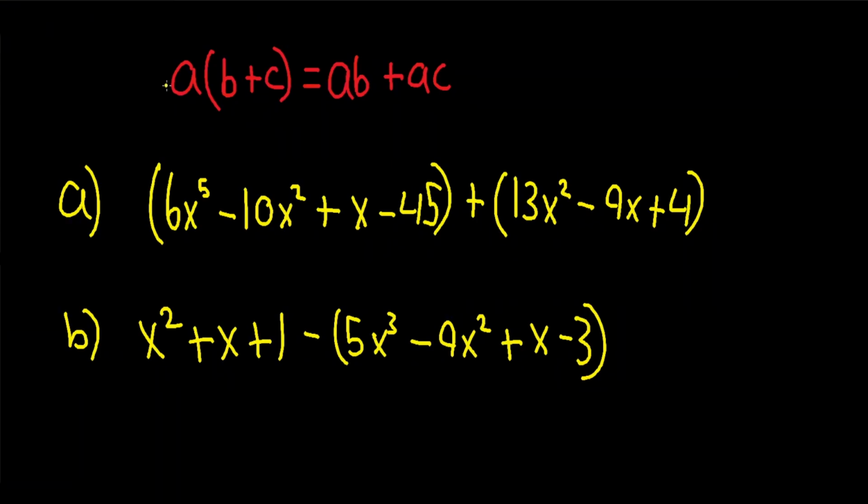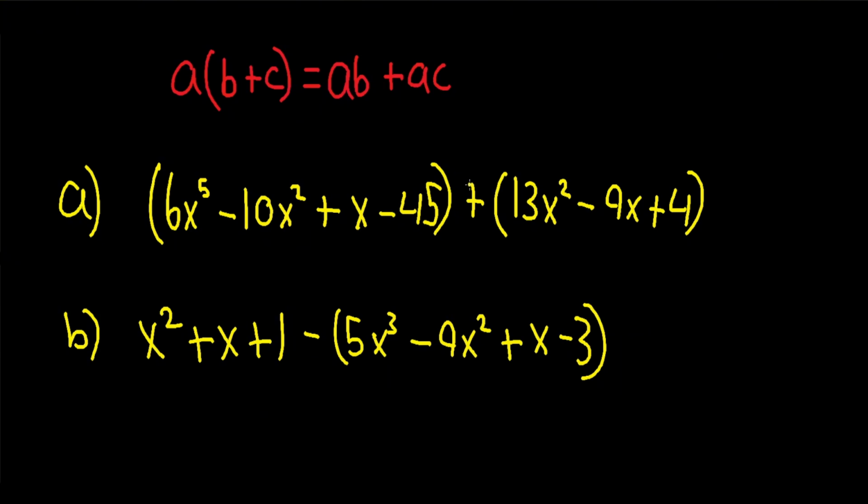So what the law is telling us is that if we have a multiplied by the quantity of the sum of b, c, then that's the same as the sum of b and c, where we multiply each term by a. So as in the name, distributive law, we're distributing a onto b and c. Now let's try to crack some examples where we're dealing with sums and differences using this distributive law.